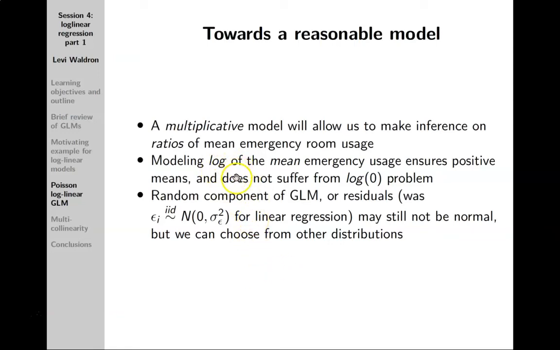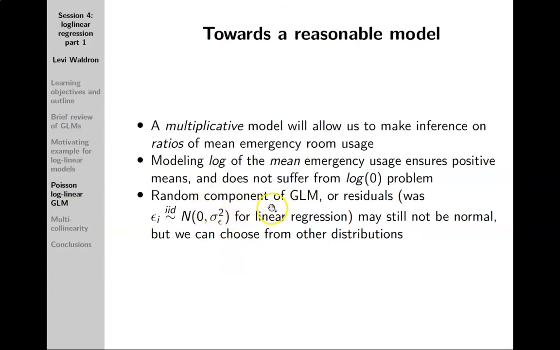We will model the log of the expected emergency room usage, which will ensure positive means, and that's because the logarithm itself can be anywhere between -infinity and infinity, but the mean number is always positive, and you'll see what I mean by that. It does not suffer from this log of 0 problem, as in if you were doing a log transformation, you have 0 values. But we're not doing a log transformation, we're taking the log of the expected value, which is always positive.